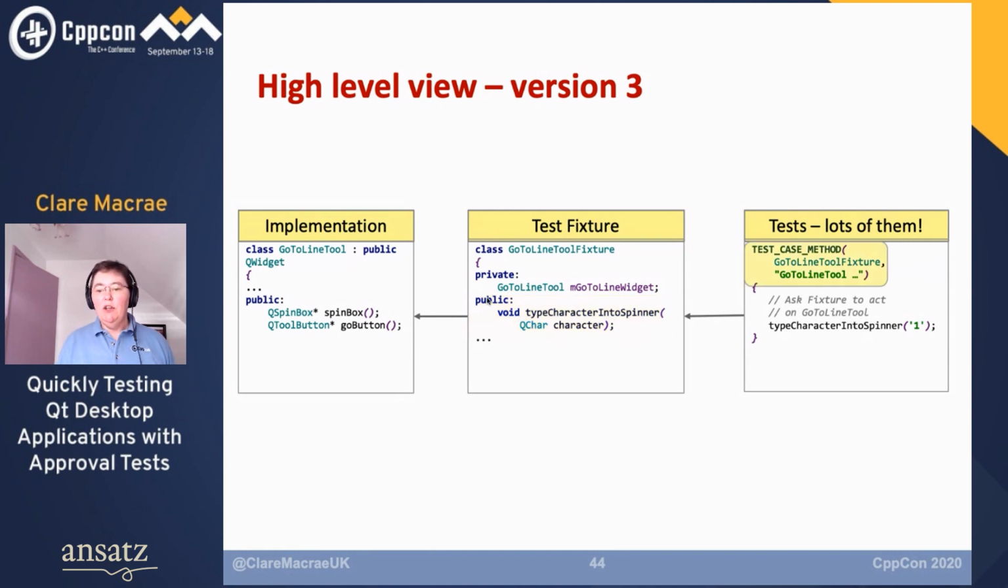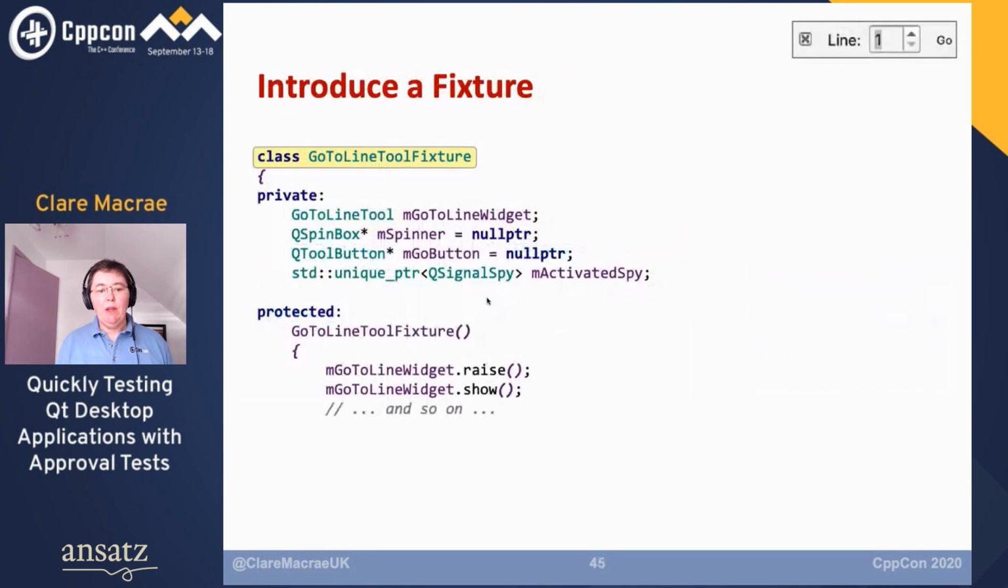And then you can have lots and lots of different tests written using that fixture. And in Catch, you say TEST_CASE_METHOD and give a class name to use that class as the test fixture. And then you write your tests in terms of that expressive vocabulary, the expressive methods you've provided in the test fixture. And that's really lovely.